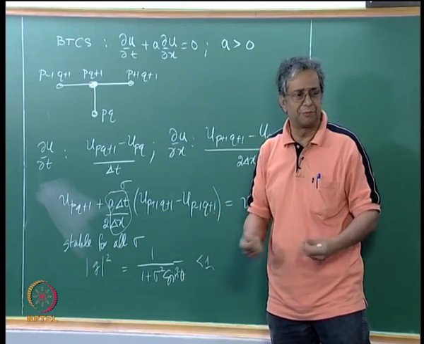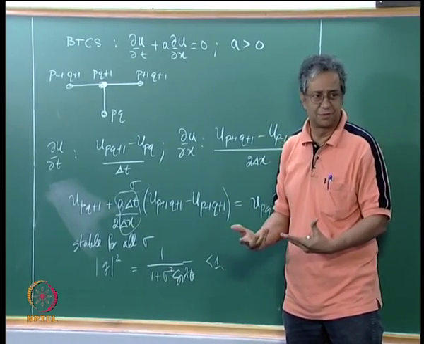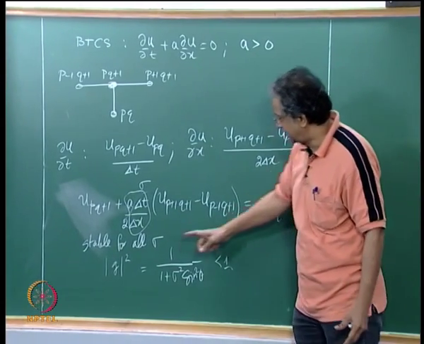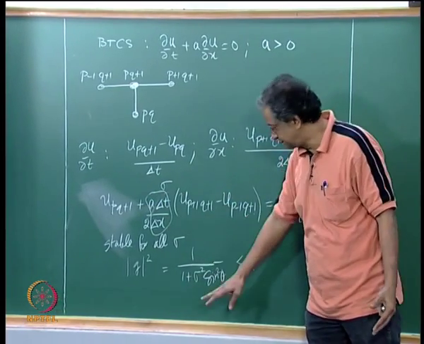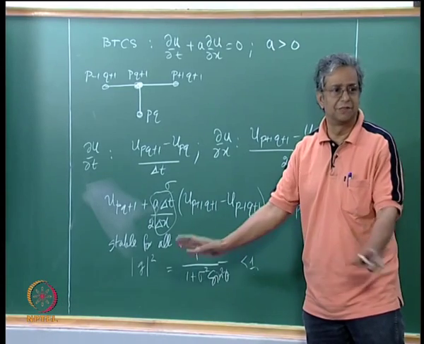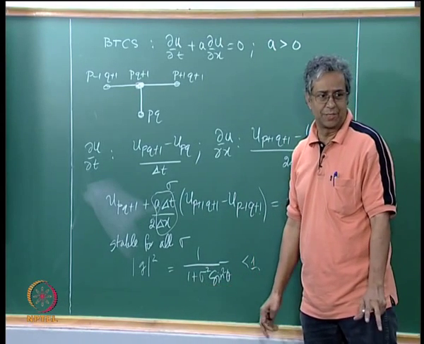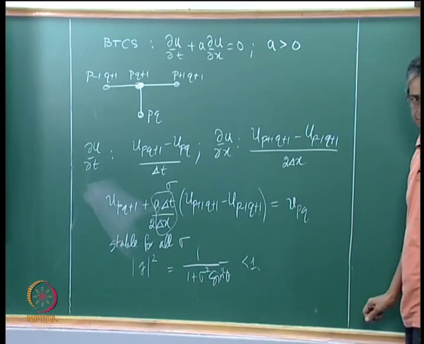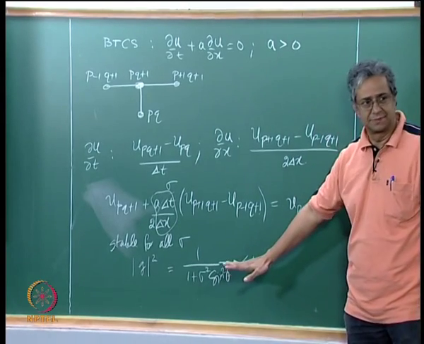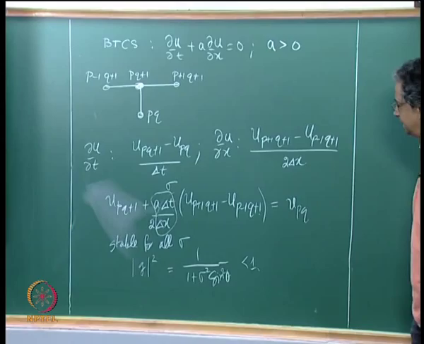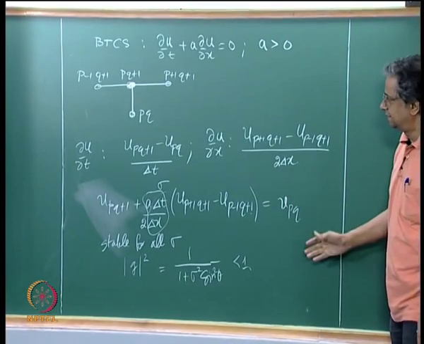There is no combination of physical parameters that we have as a choice, either delta x, delta t, or of course, given the speed of propagation, for which any of the wave numbers will diverge. Okay, is that fine? That's basically what we have shown. So it is unconditionally stable. Okay. Now we've got that.